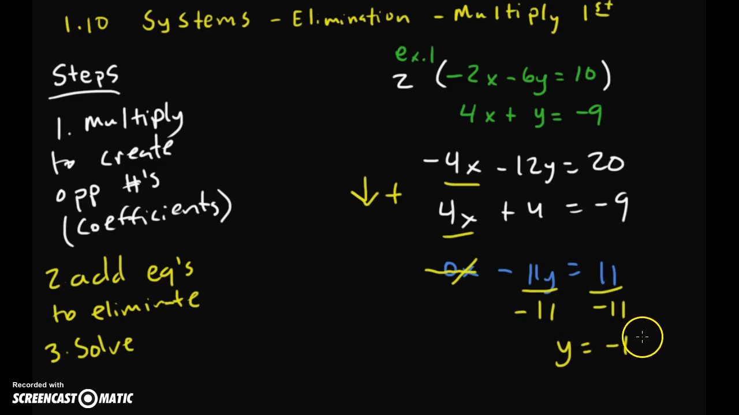Now that we know what y is, we can go back in and put negative 1 in for y. We're going to use the equation that we originally multiplied. So y is now negative 1, and we've got negative 6 times negative 1. We're going to solve for x, so I'm going to do that side work right here. We have negative 2x minus 6 times negative 1 equals 10. Using this original equation that we multiplied will make sure that the number we got for y is in fact a solution. Now we're going to simplify, so we've got positive 6.